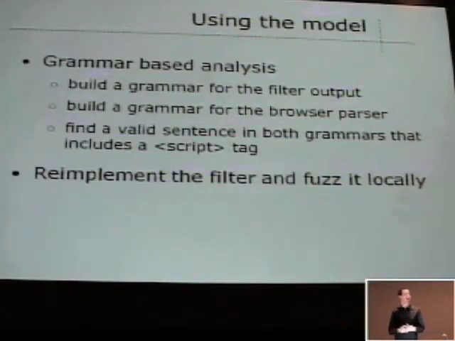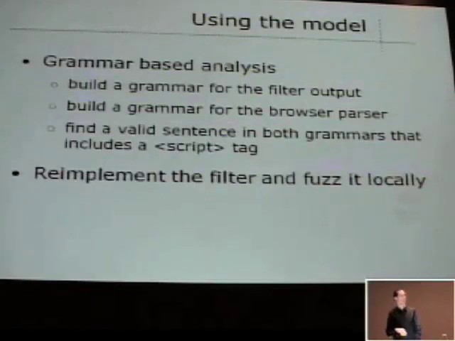Once you have the two grammars, you need to find a valid sentence in both grammars that contains a script tag. If you do, you have a cross-site scripting vulnerability. Of course, you can look for all the other ways to run scripts as well. This step can perhaps be automated as well. It'll make a pretty nice research project for some kid in school. So if there are any students here who are interested in working on this, let me know.